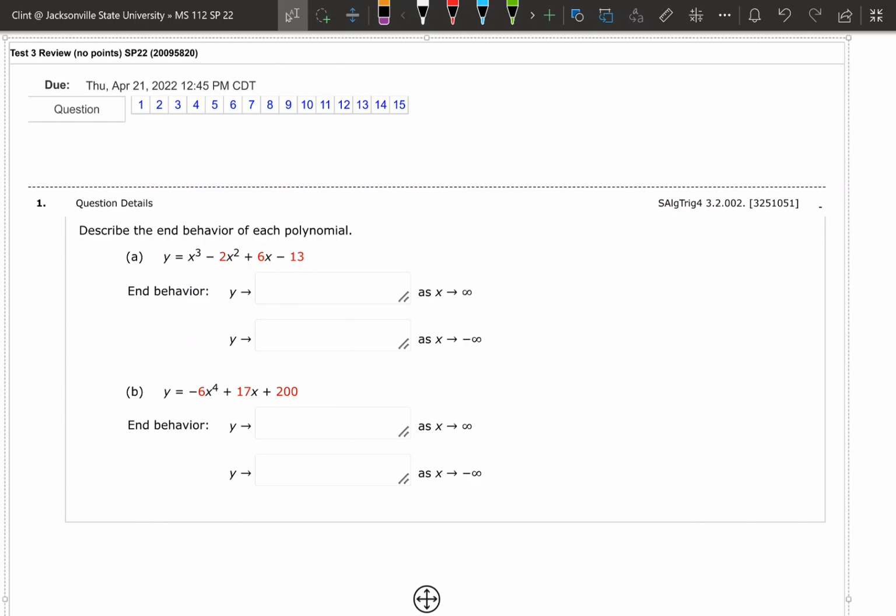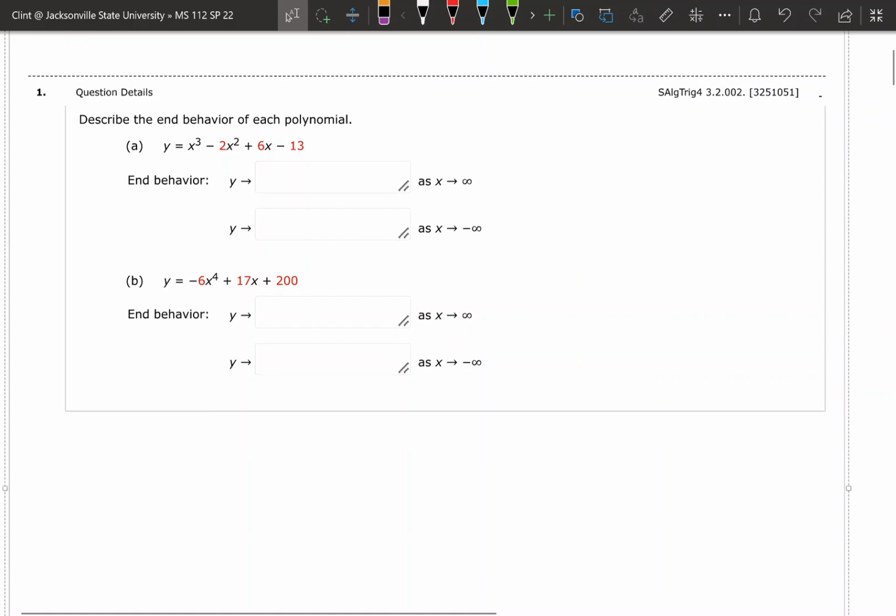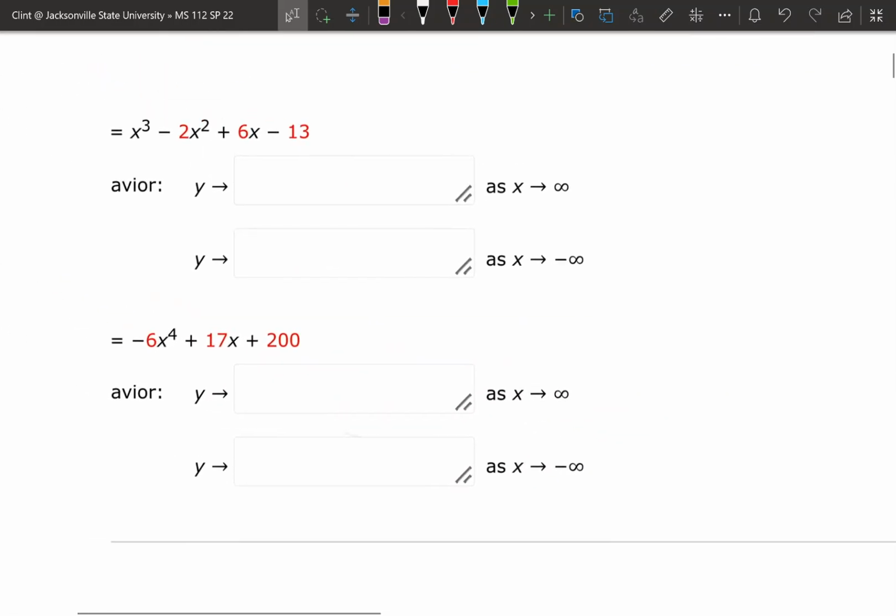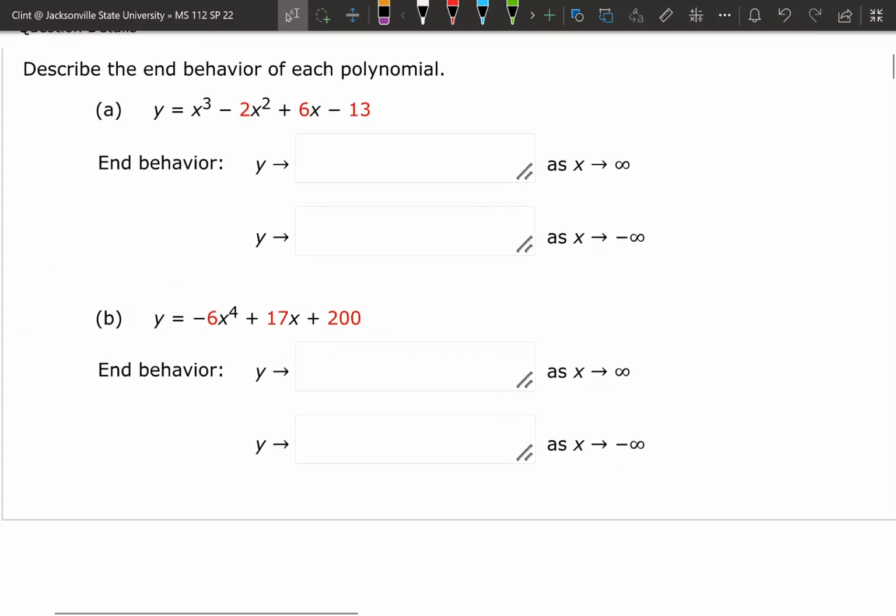All right. So, let's see. Number 1, we got a couple of polynomials. It wants us to describe the end behavior. Okay, so that's what the extreme ends of the graph are doing.